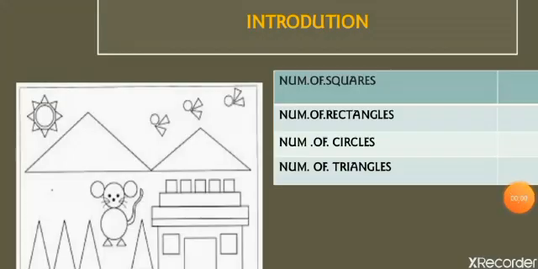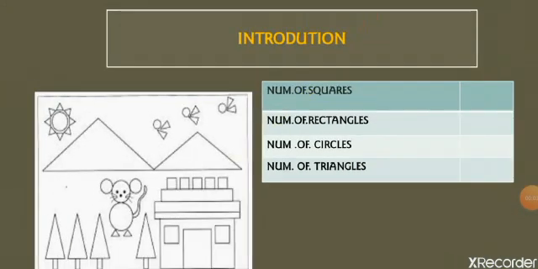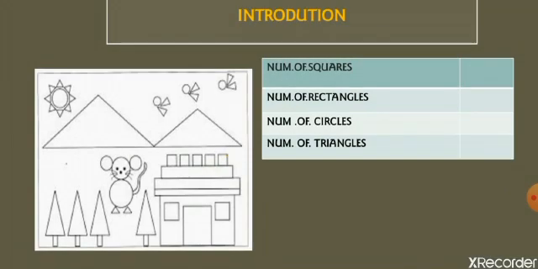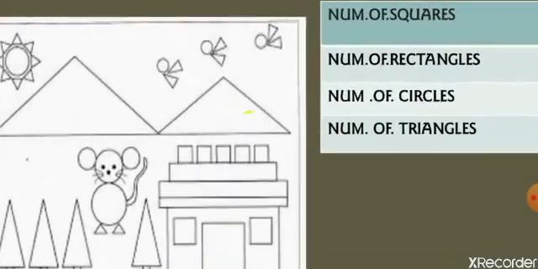Let's go. Okay, children. Now you just look at this picture which is displaying on your screen. This is a scenery which is made up of some shapes, isn't it? So the four shapes displayed here are the squares, circles, triangles and rectangles. Am I right?